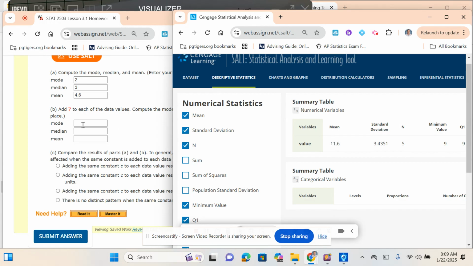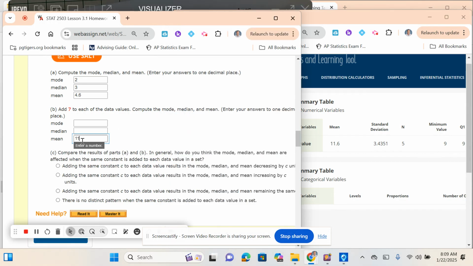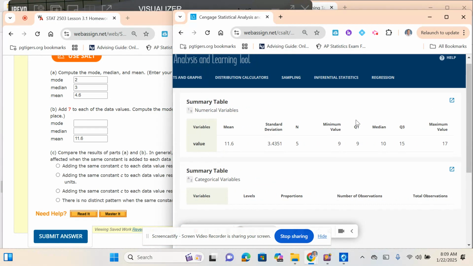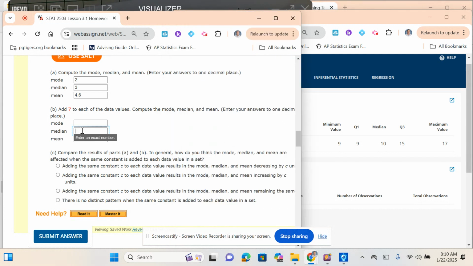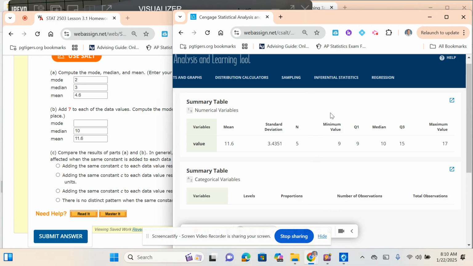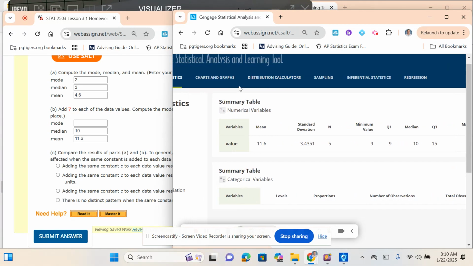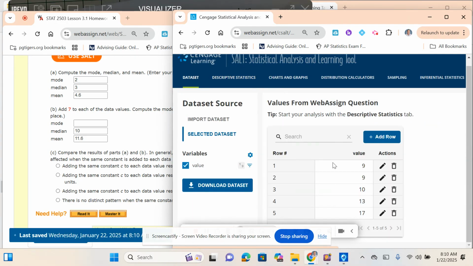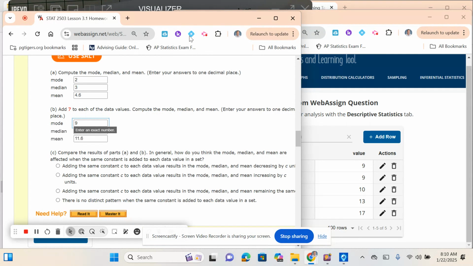So you see the mean is now 11.6. This is kind of a discovery thing. We talk about this a lot in AP Statistics. The median is 10. You will use standard deviation tomorrow, and then you'll use a lot of this other stuff. Mode, which one occurs the most? It should be 9, because if I go back to the data set, the one most occurring should be 9. So let's talk about the impact.